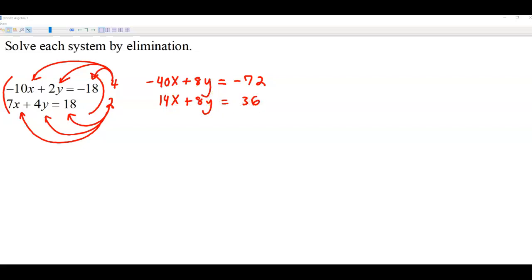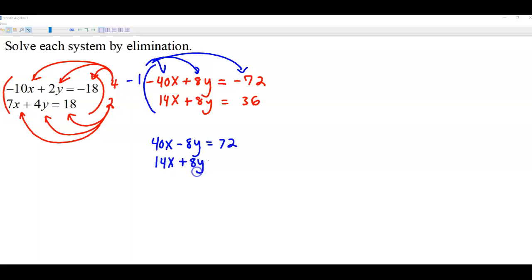All right. The next step after you flip and distribute is to pick one of the equations and change the signs. So I'm going to multiply the top equation by a -1. And that's going to give me positive 40x minus 8y equals positive 72. And the other equation is not going to change because I didn't do anything to it.